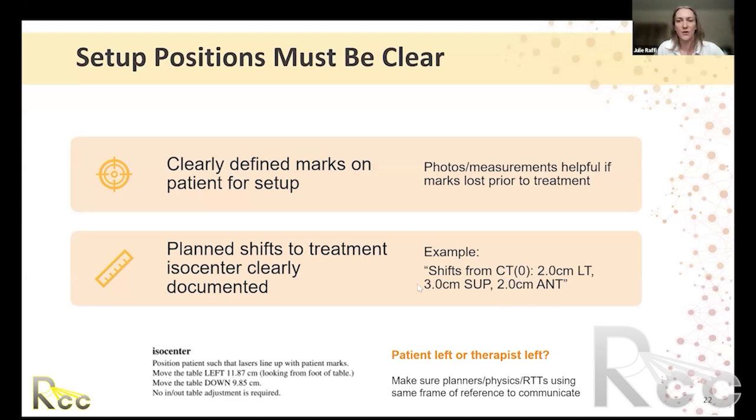But there are different ways to communicate this information. You can see here's an example from a treatment planning document. In this case, they say move the table left, but they say looking from foot of table. So you can see there's a difference between these two ways of describing the shifts. And you want to be clear if you're referring to patient left or therapist left. Whose frame of reference are we using? When you're communicating setup shifts, it's very important to make sure the planners, the physicists, and the therapists are all using the same frame of reference to communicate. Everyone should know if we say left, if that means patient left or therapist left.